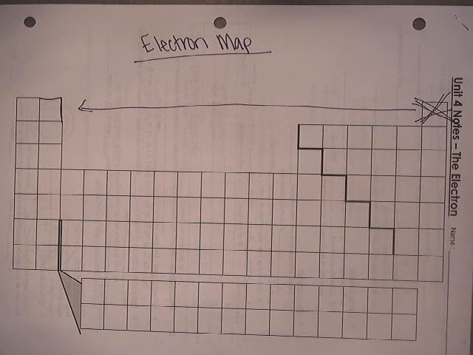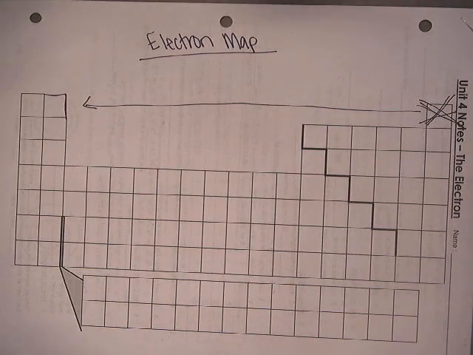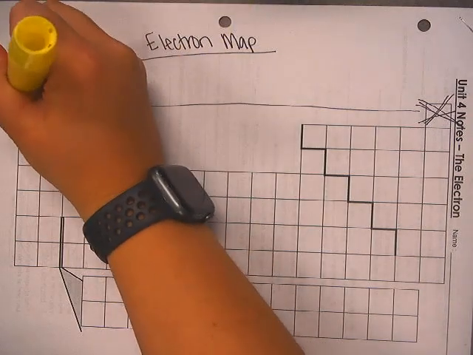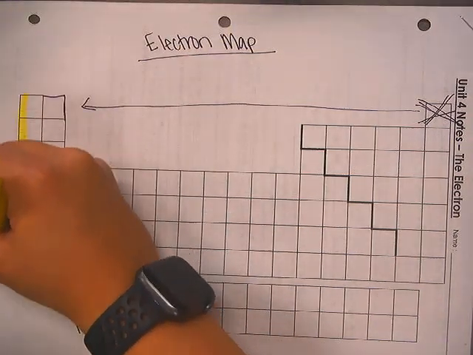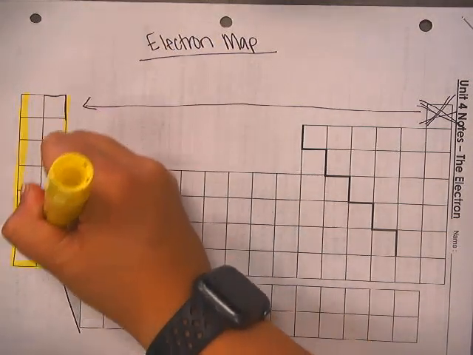So after we move helium over, we're going to take one of your markers. Find any color, it doesn't matter which color, just one of your four. And we're going to identify the tallest block on our periodic table. So our tallest block is going to be this one right here. And we're going to outline all of the squares that are in my tallest block.